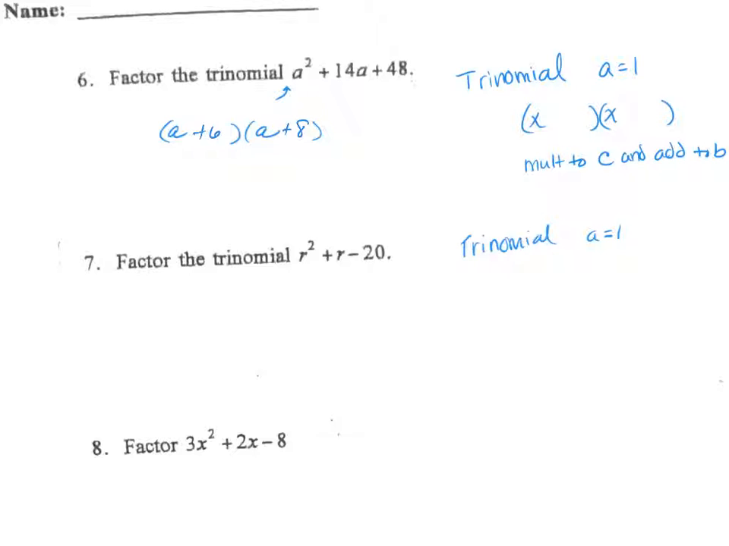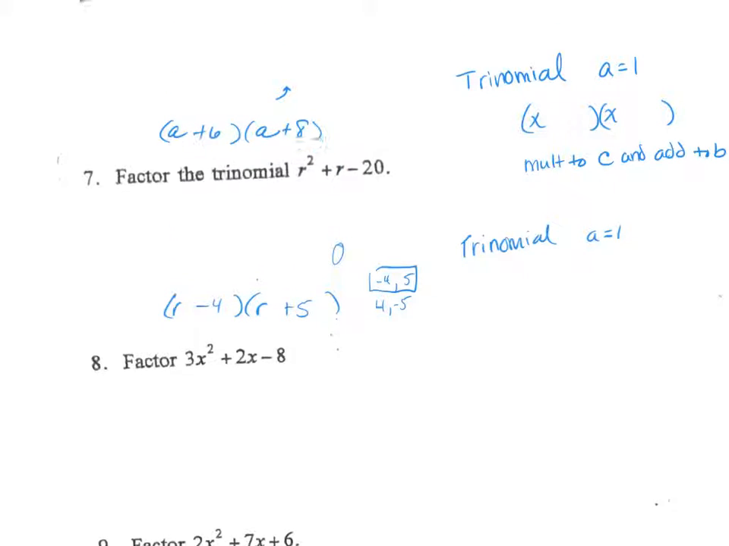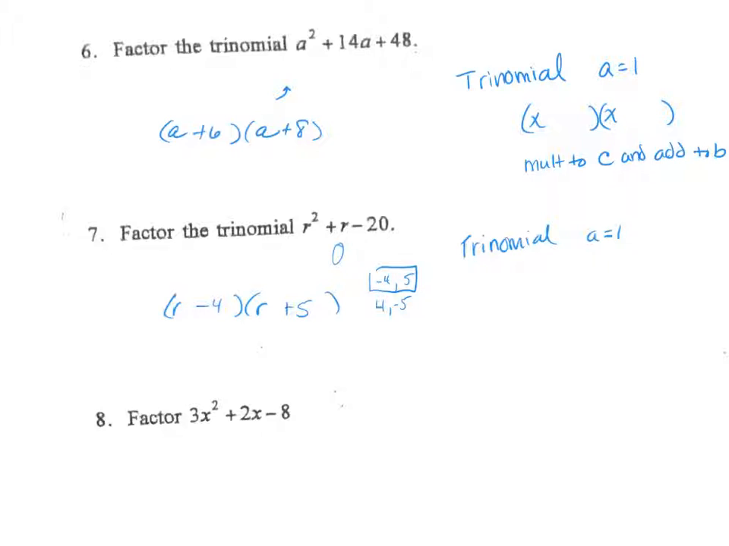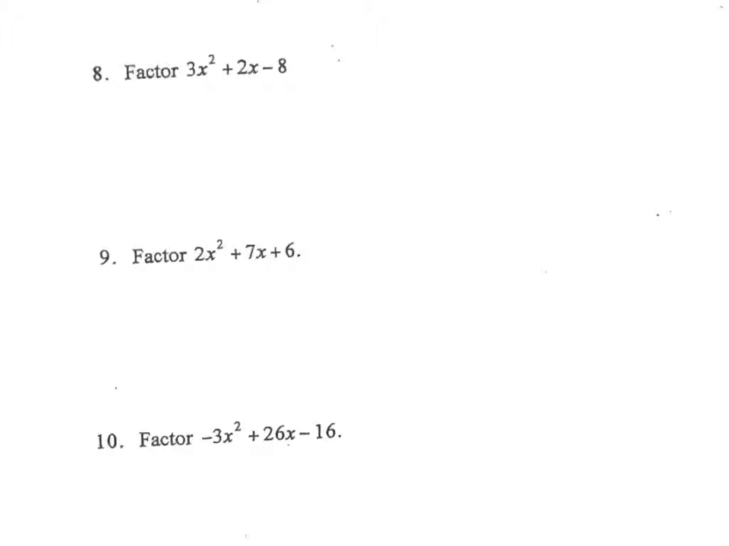Check by FOIL. In the next one, we have r and r, but I need two things that multiply to negative 20, so that means that one number is going to be negative. So 4 and 5 have a difference of 1, so I know that's it, but I'm torn between negative 4 and 5, or 4 and negative 5, but the one that adds to positive 1 is right here. So it would be r minus 4 and r plus 5. And the reason why that's different from 8, 9, and 10 is remember that the a was 1.